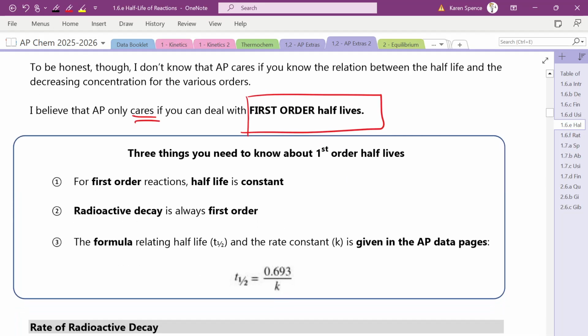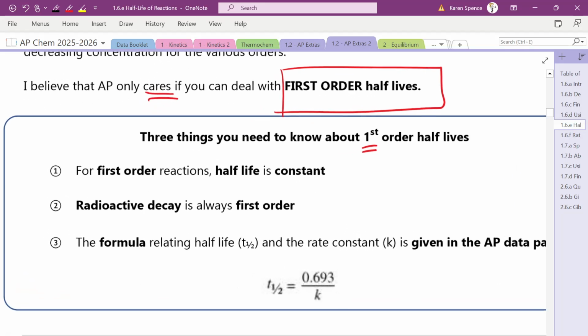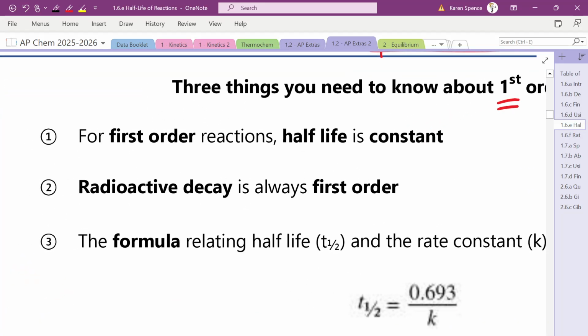So 3 things you need to know about first order. First one we already know: for first order, half-life is constant. Radioactive decay is always first order. So if they give you a radioactive isotope, like, have you guys heard of carbon-14 dating? Okay, that looks at the half-life of carbon-14, and it measures the amount that is in there, and it tells you how old something is because you can predict its half-life because the half-life is constant.